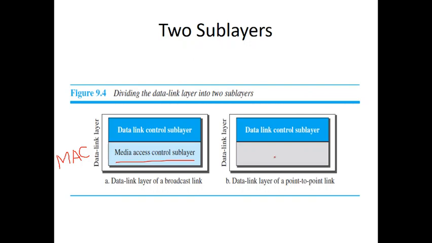That is why I told you, access control is required only whenever we have a broadcast link, that is a multipoint connection. It is not required whenever we have a point to point connection. So the entire set of services is divided between data link control and media access control. The main job of media access control is access control, and data link control performs error control and flow control.